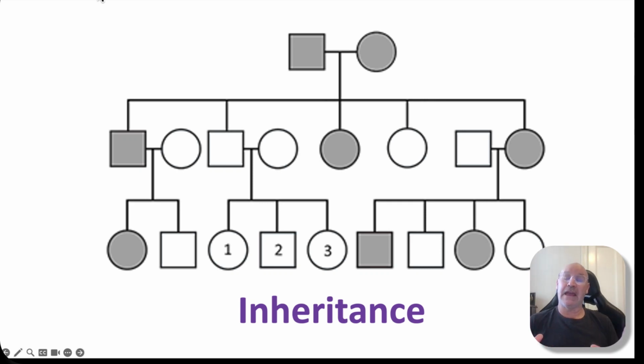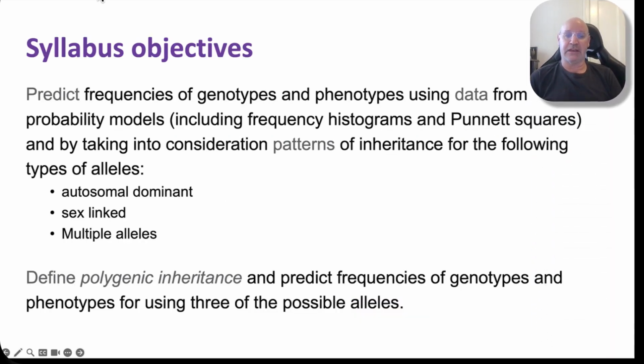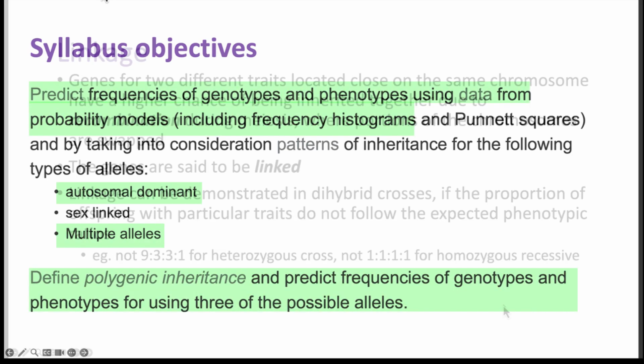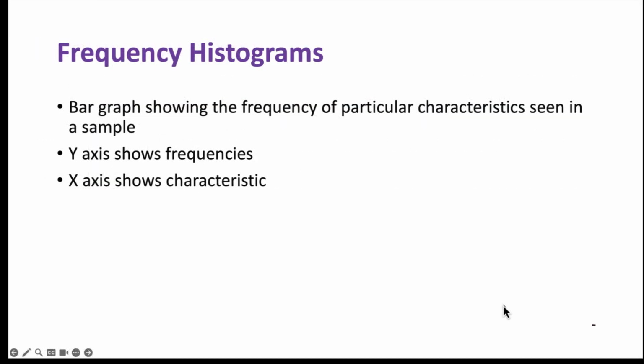So let's talk about inheritance. Here's the syllabus objectives. Another way that the syllabus requires us to be able to express these ratios of the genotype and the phenotype ratios is using a frequency histogram, which basically is a bar graph showing the frequency of particular characteristics seen in the sample.